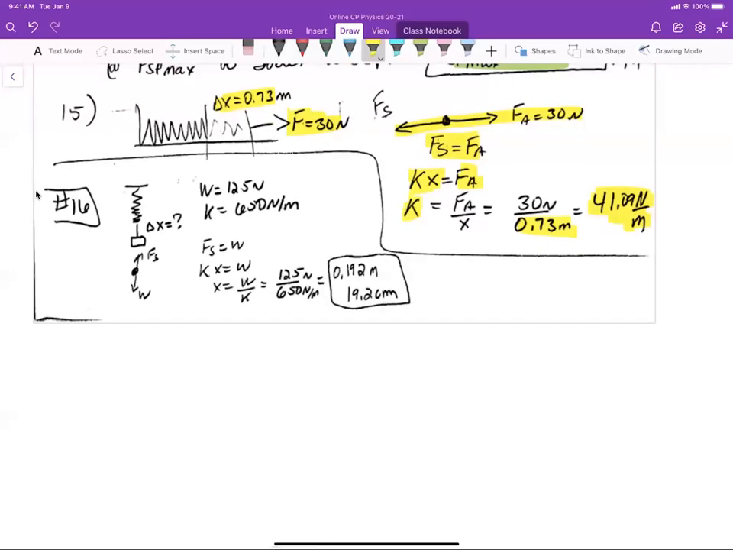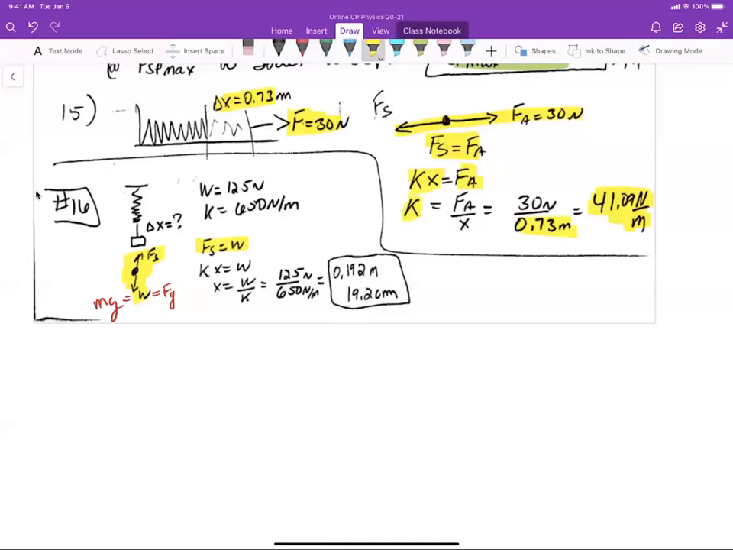Last problem: an object weighs, excuse me, 125 newtons. They tell me the k constant is 650 newtons per meter. What is the distance it stretches in meters and centimeters? Well, draw a free body diagram and a sketch. Force of the spring is pulling up. The weight of the object, which is the force of gravity, also mg, is pulling down. I know that those two forces have to equal one another because it's sitting there hanging in equilibrium. So there's zero acceleration. So force of the spring is equal to its weight.